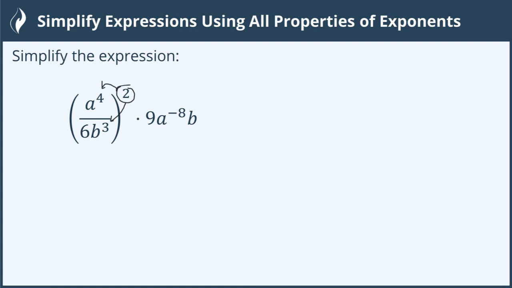A to the fourth power squared is evaluated by multiplying the exponents. 4 times 2 is a to the 8th. On the bottom, it's important to square both parts of the denominator, not just the variable.